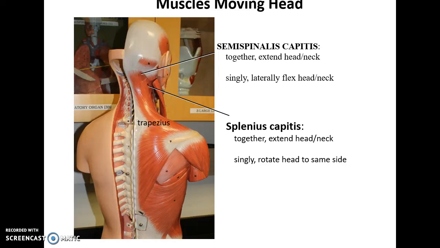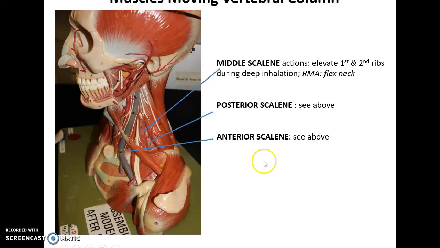Splenius capitis muscle, together they will also extend the head and the neck. Singly, they will rotate the head in the same direction of that muscle. Then we have these rather deep muscles, the scalenes. We have an anterior scalene, a middle scalene, and a posterior scalene. They all do the same things. They help to elevate ribs 1 and 2 during deep inhalation. They reverse muscle action, allowing us to flex the neck.